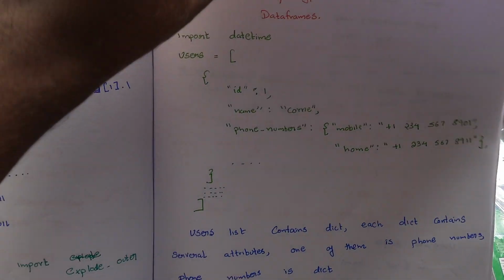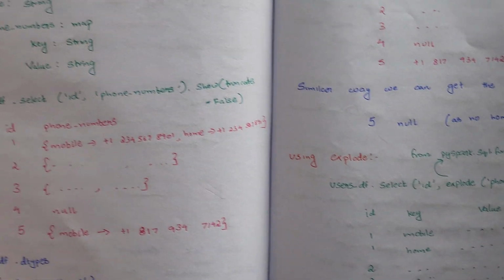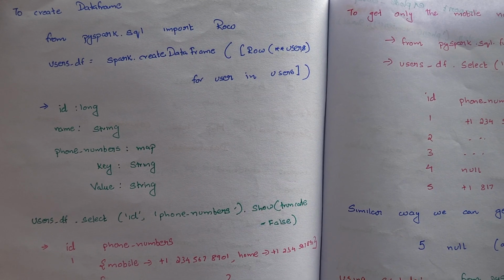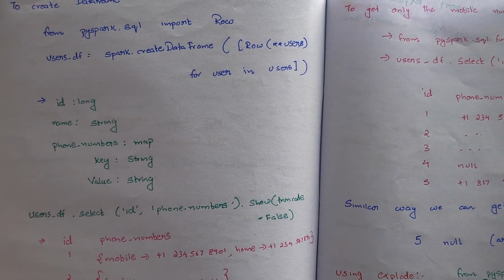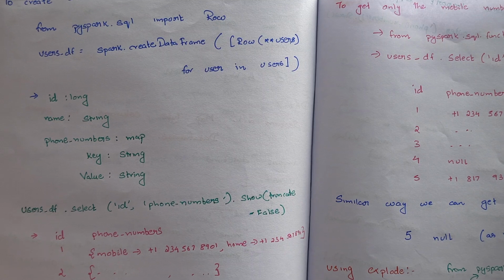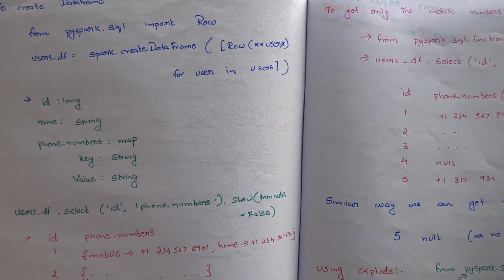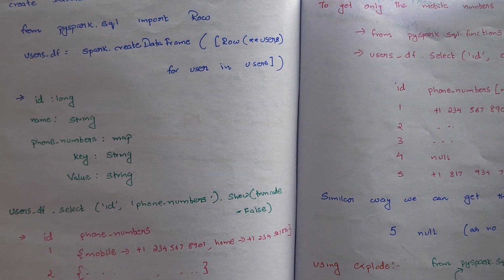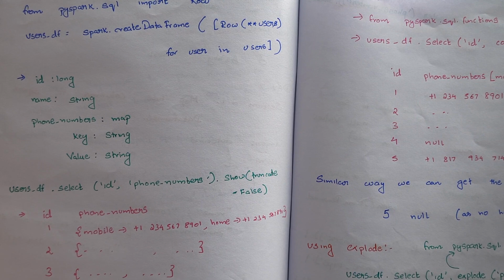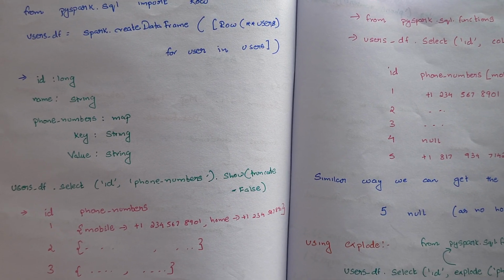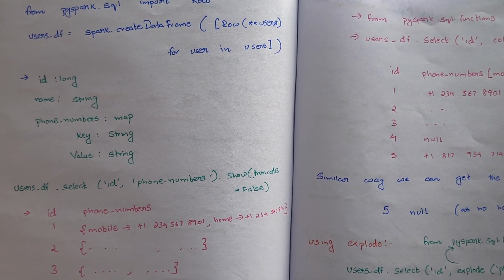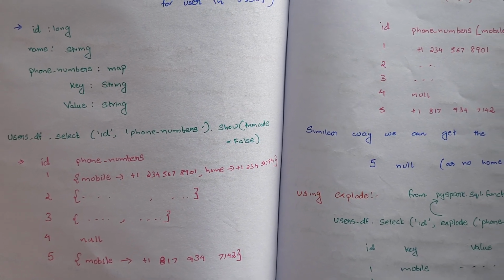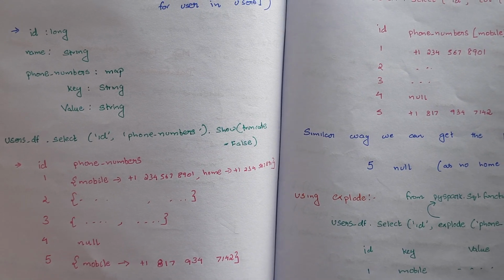Now let's see how to create a data frame on top of this value. To create a data frame, we are importing Row here: from pyspark.sql import Row. users_df is my data frame name, and I'm doing spark.createDataFrame. I'm using a list comprehension here: for user in users, Row(**user). If you see the columns here, id, name, phone number, each has its data type. The phone number is a map which has a key and value as string.